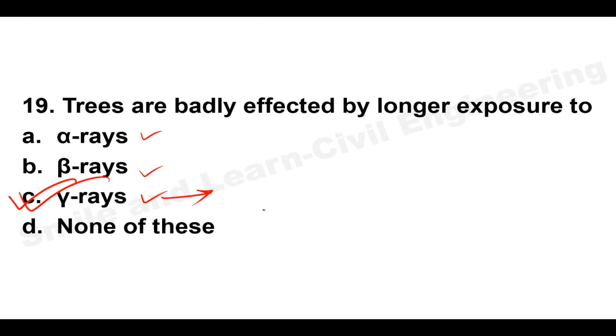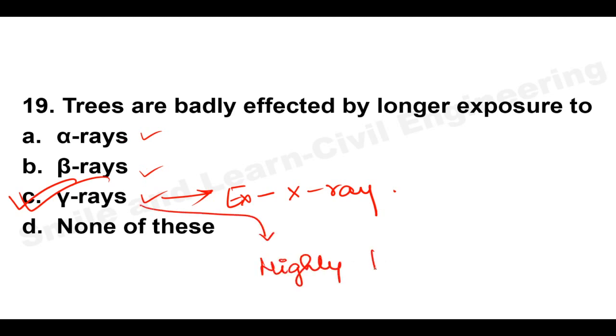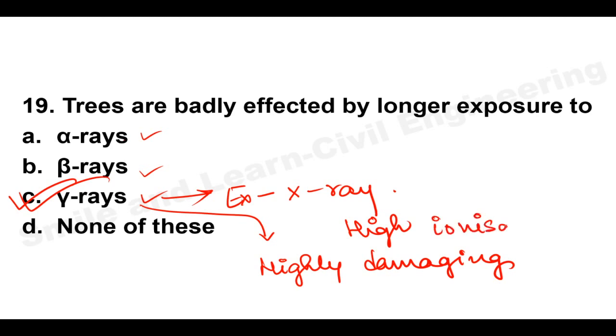It affects, because an example of gamma rays is X-ray. X-ray is one of the examples. Gamma rays are highly damaging to biological life. Another thing is that they have very high ionization. That is the reason why they cause harm to biological life. Okay, let's move on to the next question, number 20.